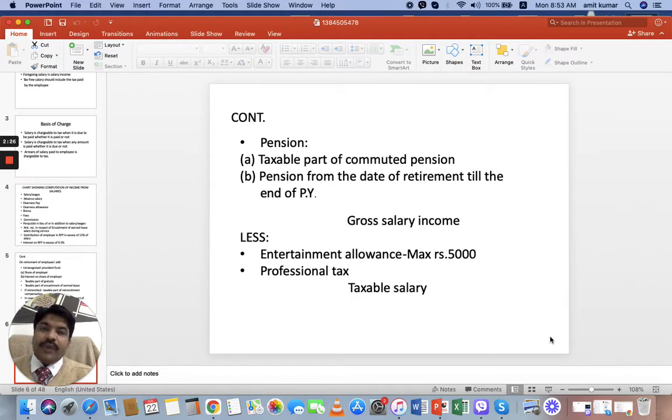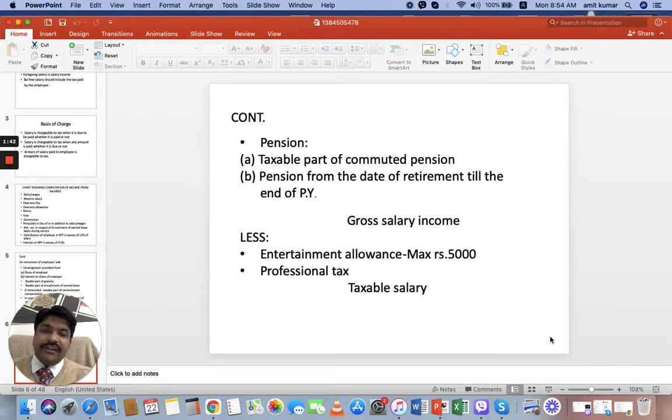Commuted pension means when you return a lump sum amount or a certain portion of your pension to the employer, and the employer pays you lump sum money. When you do not return any amount of pension to the employer, it is known as uncommuted pension. Commuted pension is tax-free, whereas uncommuted pension is always taxable in the hands of the assessee, whether for all classes of employee, whether a government employee, central government or state government, or a private employee.